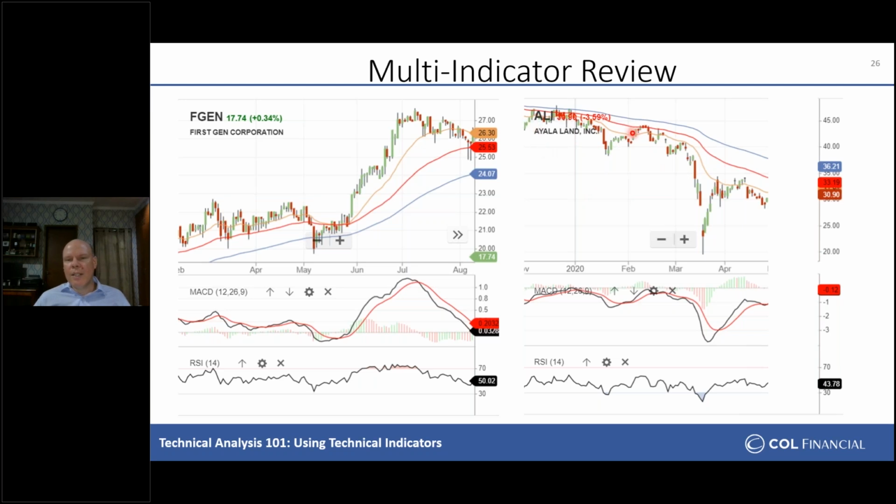So Ayala Land is in a downtrend, as you see over here. If you notice, in the downtrend, it made several attempts to recover, but the moving averages above it seem to be blocking its path. And so you can see these moving averages are all acting as resistance now.